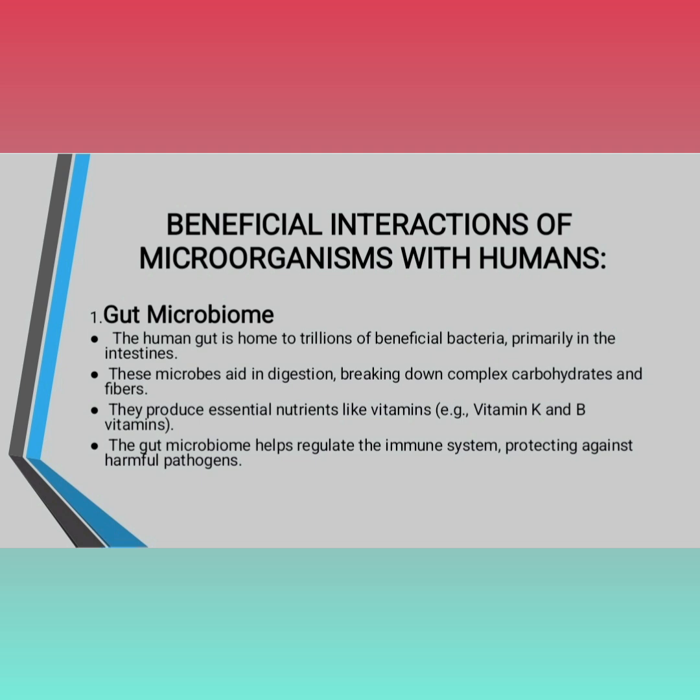We are going to talk about a brief explanation of human microorganisms. First one, gut microbiome, that is millions to trillions of beneficial bacteria present in our intestine. These microbes help the digestion process and the breakdown of complex carbohydrates and fibers, and they produce essential nutrients like vitamin K and B vitamins. The gut microbiome helps to regulate the immune system and protect against harmful pathogens. That is a beneficial interaction of microbes in our gut.